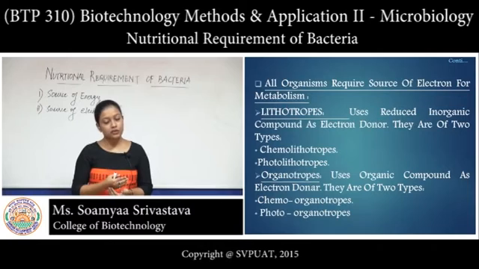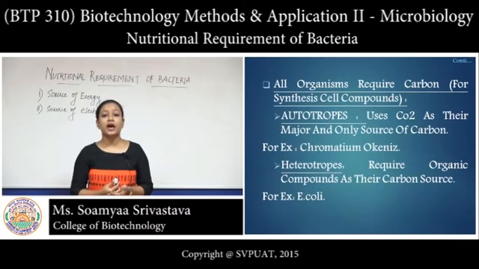There are the chemolithotrophs and the photolithotrophs. Second, we have the organotrophs, which use organic compounds as their electron source, and there are again two types of organotrophs, the chemoorganotrophs and the photoorganotrophs.